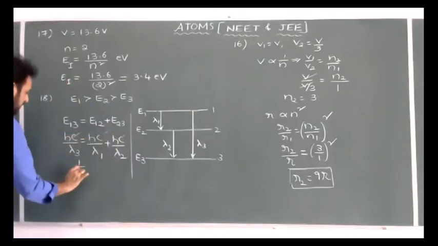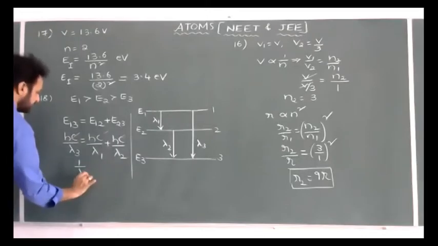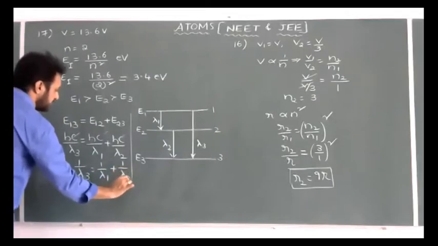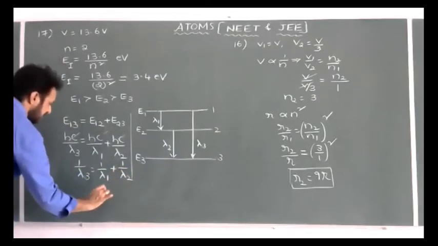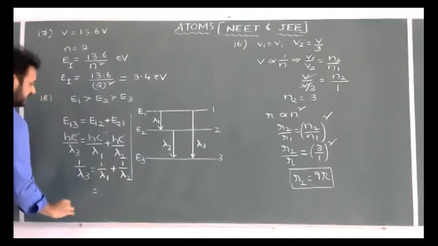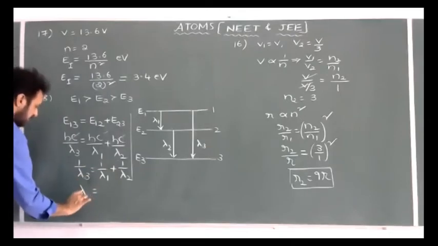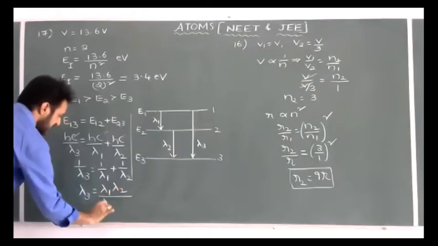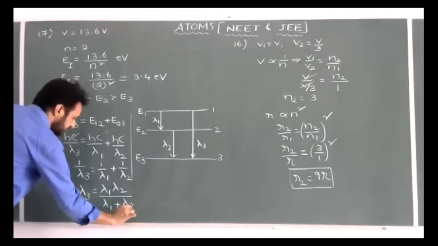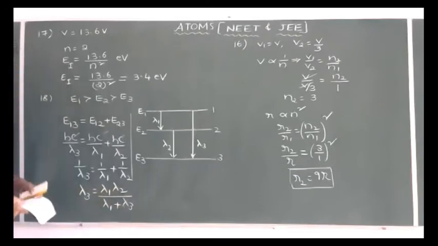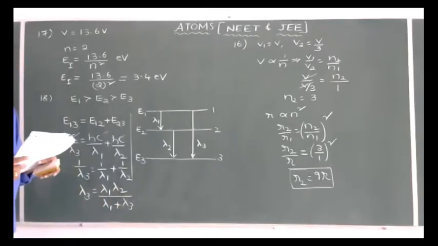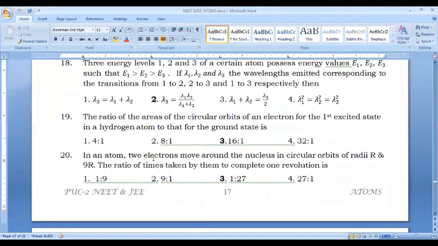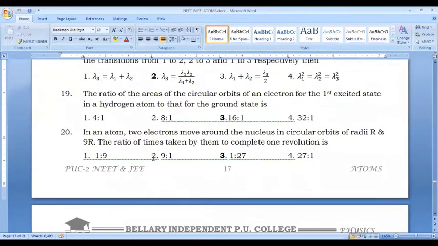Then we have 1 by lambda 3 is equal to 1 by lambda 1 plus 1 by lambda 2. Taking the LCM, it is equal to lambda 1 plus lambda 2 by lambda 1 into lambda 2, so lambda 3 is equal to lambda 1 lambda 2 by lambda 1 plus lambda 2. Check the possible options. So the second option is correct.